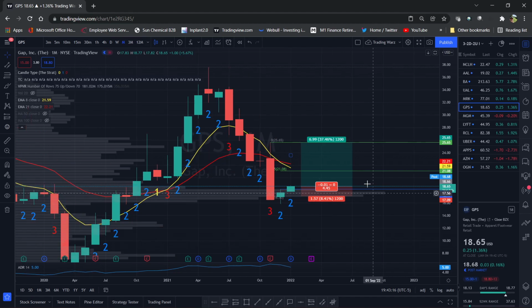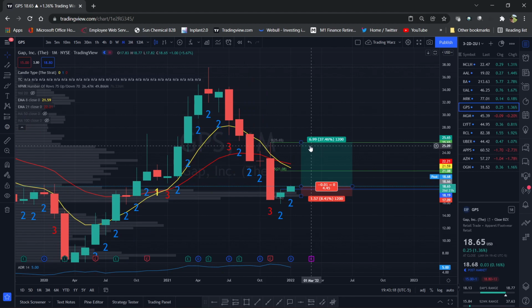So again, I'm looking for a target here at the end of that 3. And again, I'll watch as I cross that halfway point. I'll probably trim. Well, I know I will. I'll definitely trim some of my position before it gets to those EMAs, because I'll look to see a little resistance there.